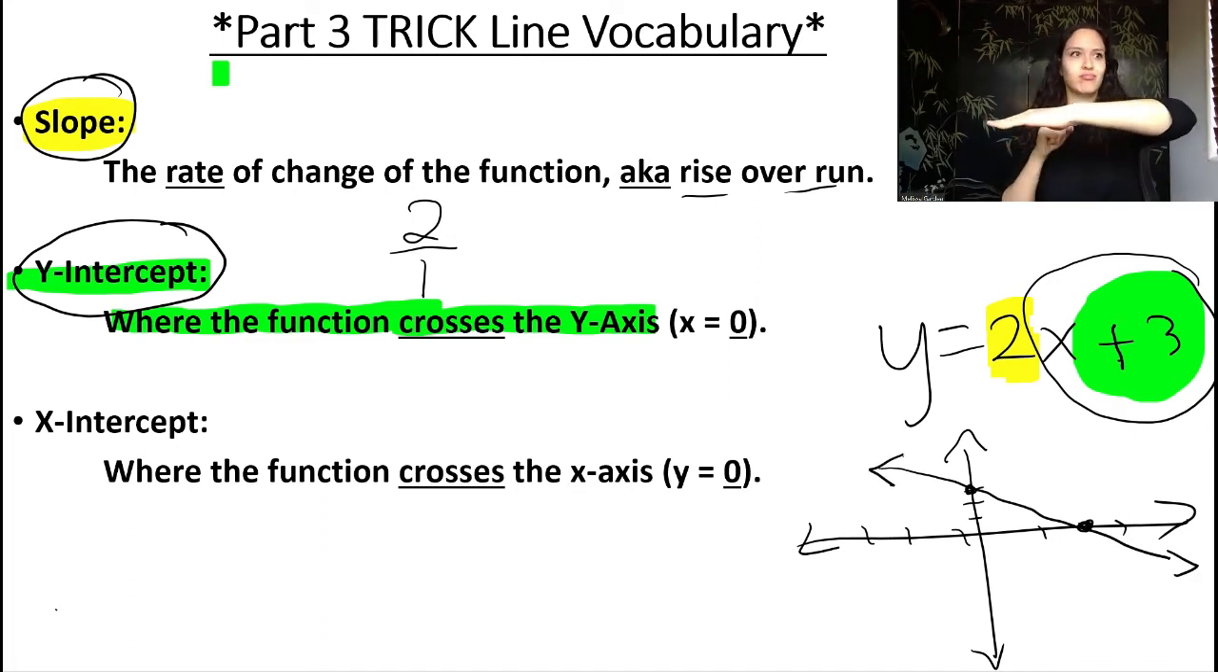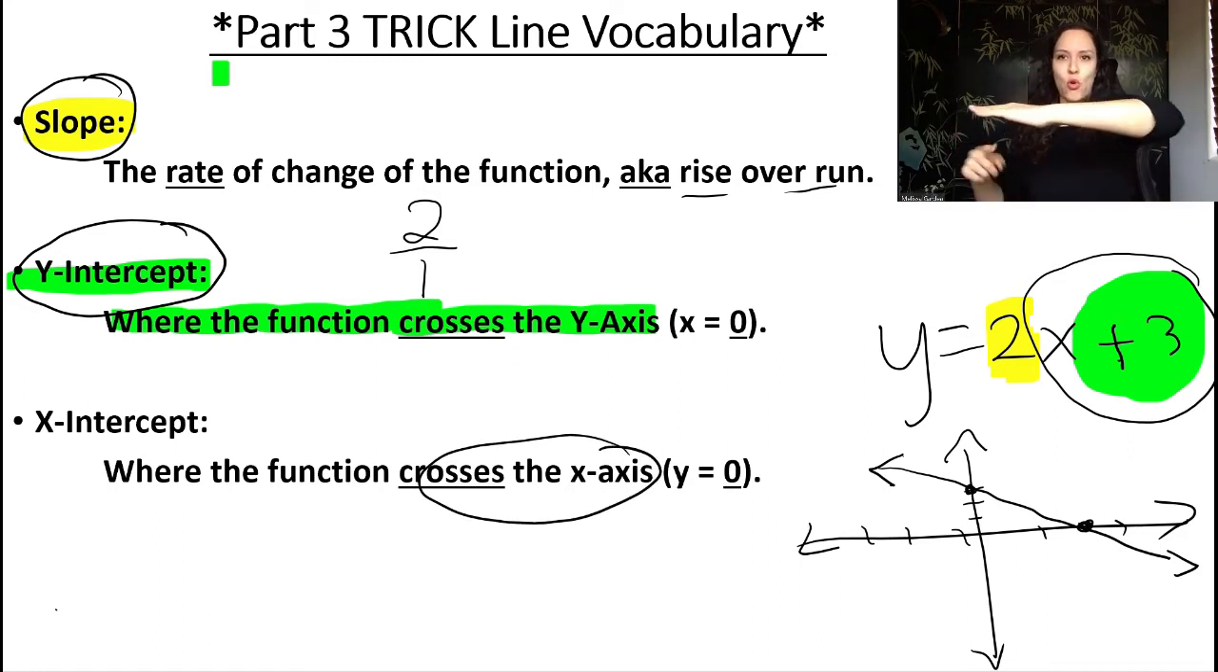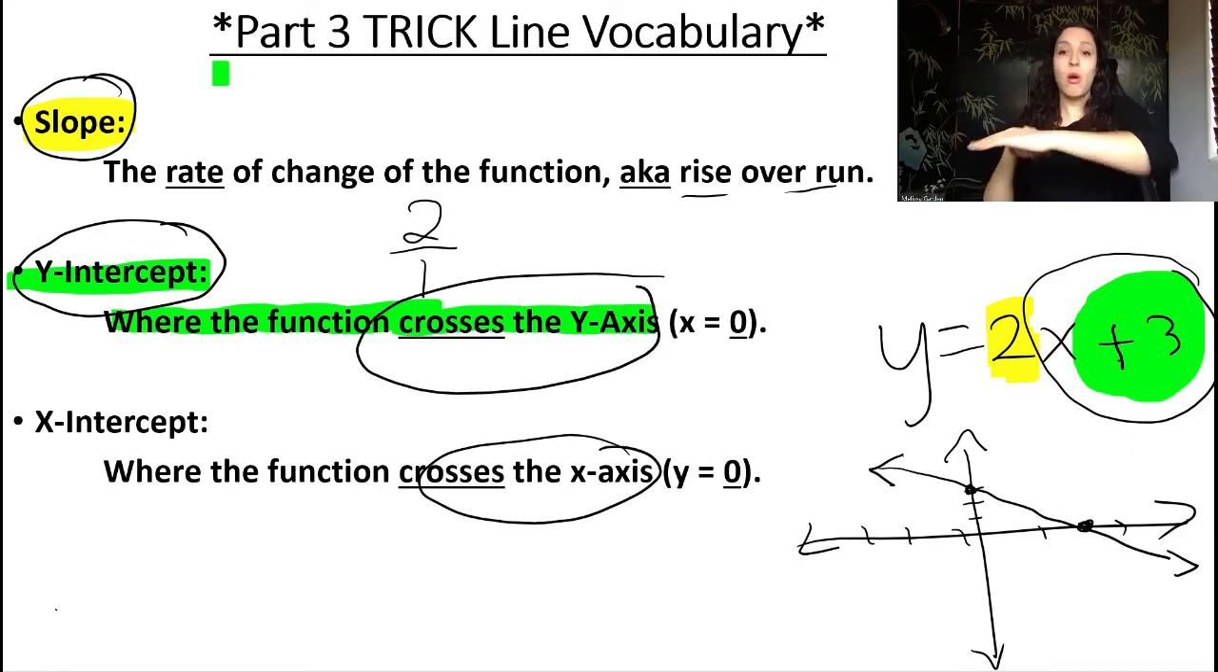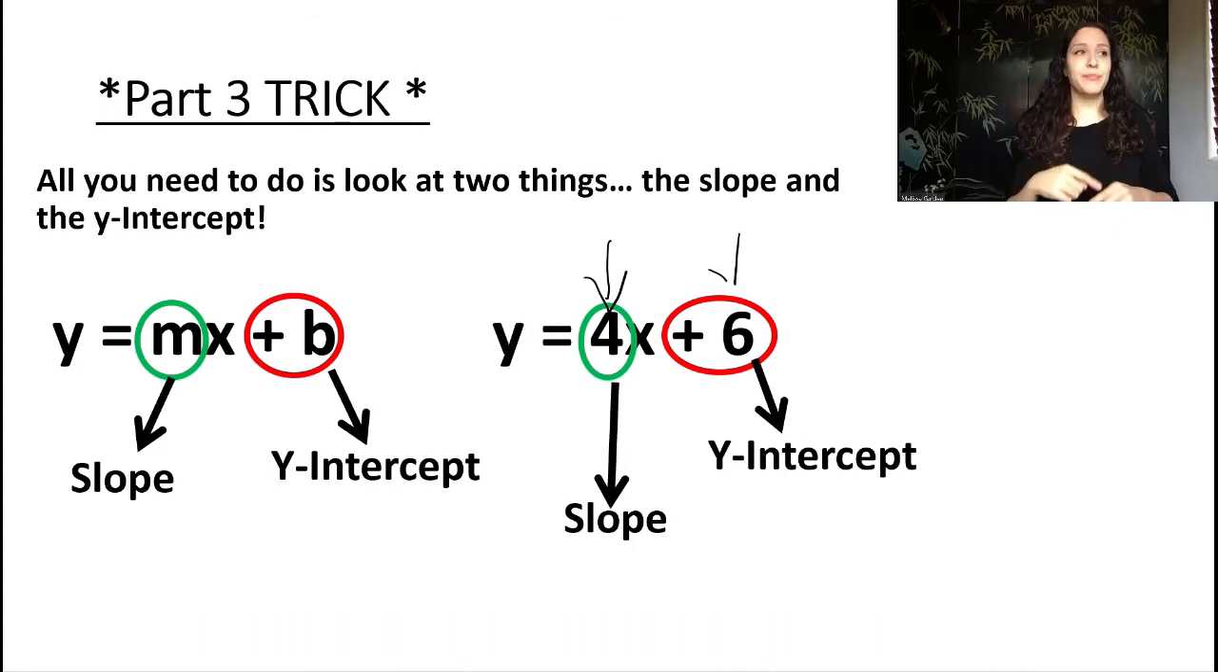And that's what we're going to see later after I teach you the trick. So you'll learn that more later. Okay, x-intercept is where it crosses the x-axis. Y-intercept is where it crosses the y-axis. So let's look at that vocabulary a little more. All you need to do is look at two things, the slope and the y-intercept. Okay, slope is the number in front of x. Y-intercept is the constant.